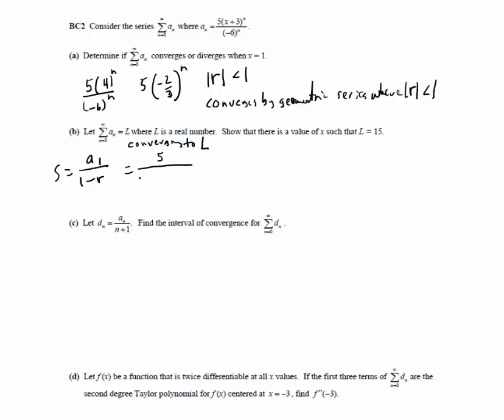And then it's over 1 minus the ratio. And the ratio is just this term here, which is (x plus 3) to the n power over (negative 6) to the n power. That's your ratio. And when we fixed x, it was the 2/3, but here we're actually solving for x. So the ratio is (x plus 3) over negative 6. And that has to equal 15.